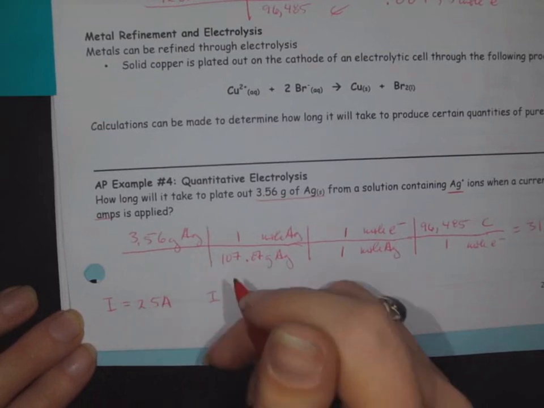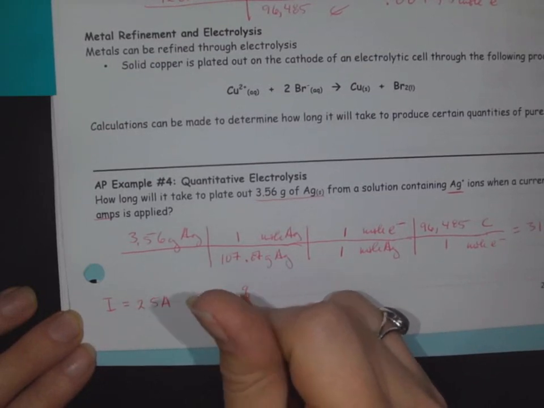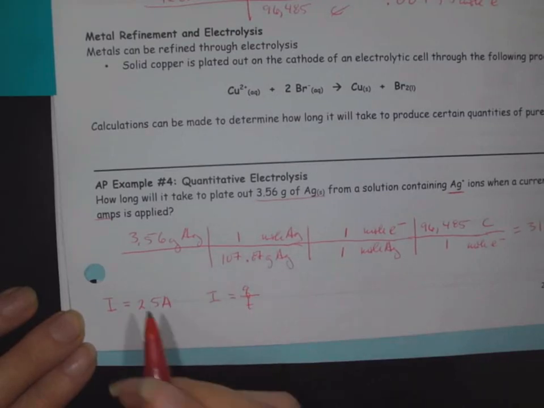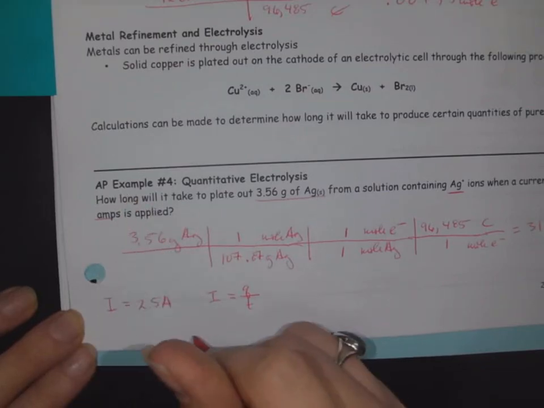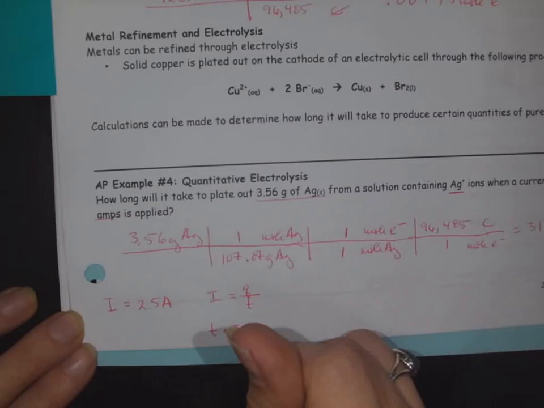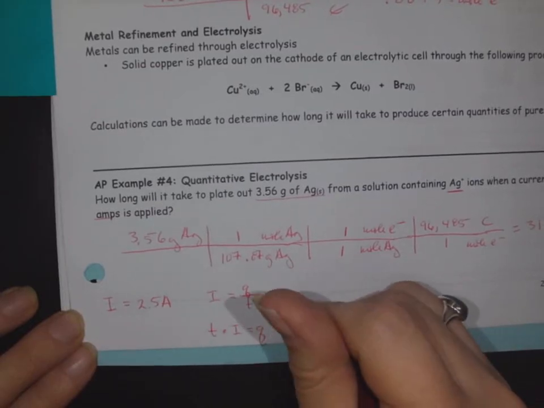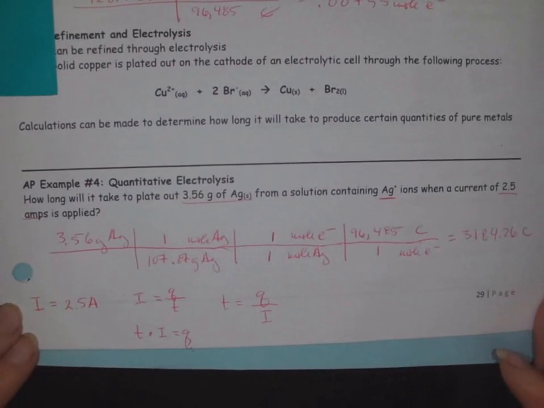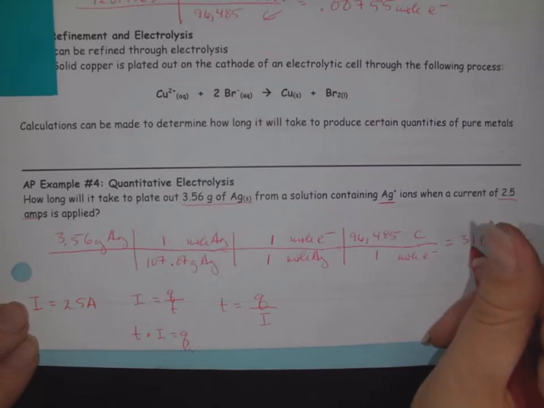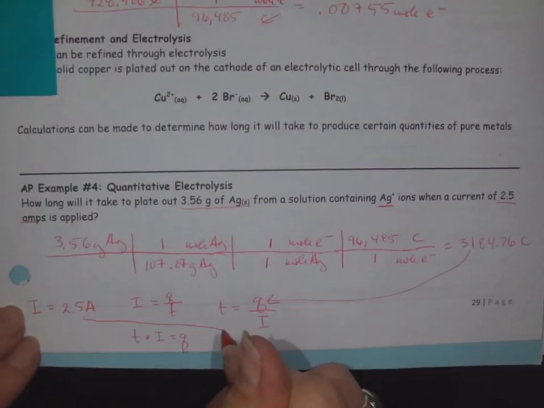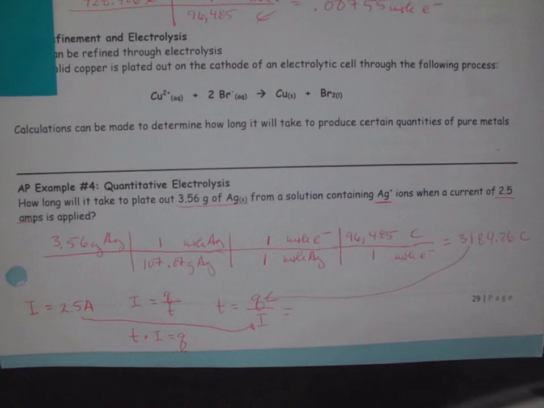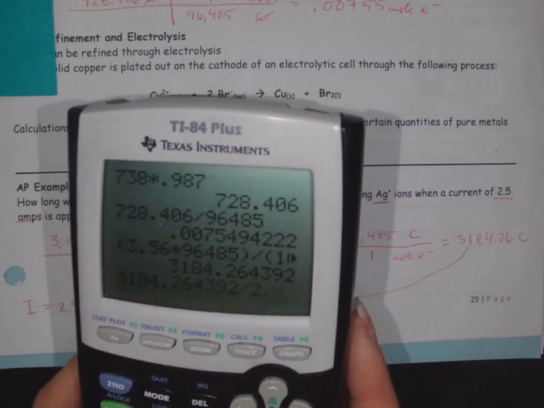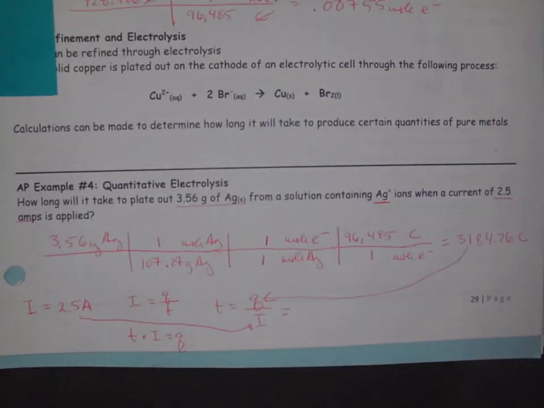And current, amps, is charge per time unit in seconds. And we want to know that time unit. We want to know how long it would take. So time multiplied by current equals charge. Time is equal to charge divided by current. And we know both of those things. We know the charge right here, and we know the current right there. So I'm going to take that charge, divide it by the current, and this is how many seconds.